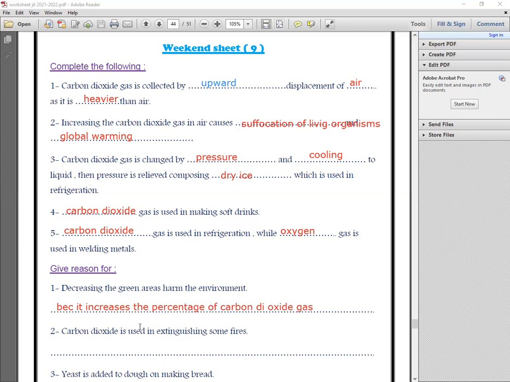Number 2, carbon dioxide is used in extinguishing some fires. Why is carbon dioxide used to extinguish fire? This is very easy, because it doesn't burn and doesn't help in burning.